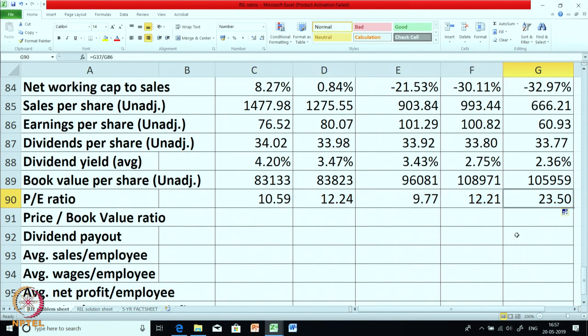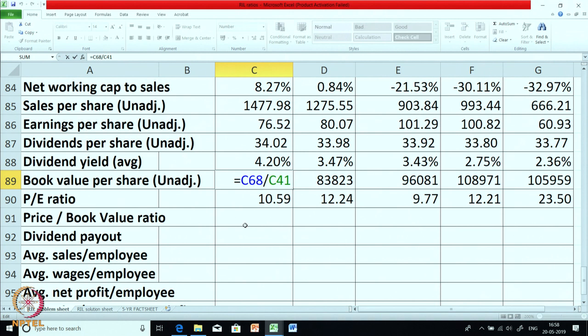Now it is substantially high. It is 23. What does it show? Higher is good or lower is good? Normally, from the company's reputation viewpoint, higher is good. That means the market is giving more importance to this particular company's earnings.